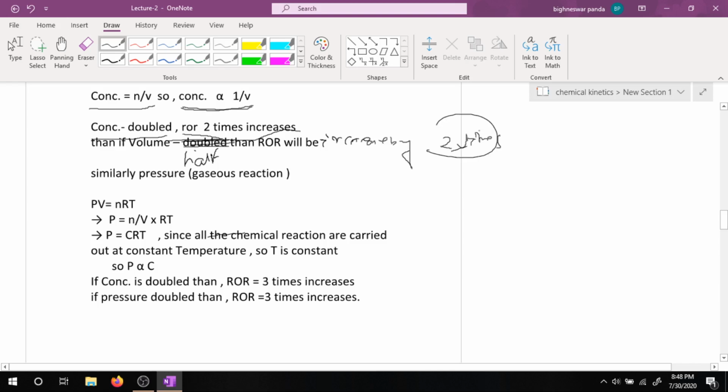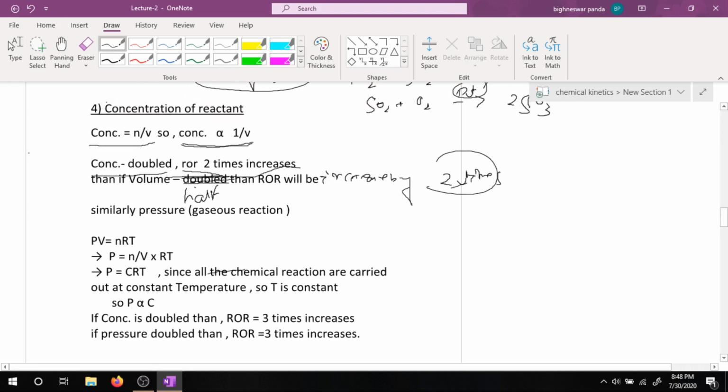Similarly, if you consider pressure of a gaseous reaction, we have a formula, PV equals nRT. So P is equal to n by V into RT. So P is equal to CRT. Since all chemical reactions are carried out at constant temperature, T is constant and pressure is directly proportional to C.